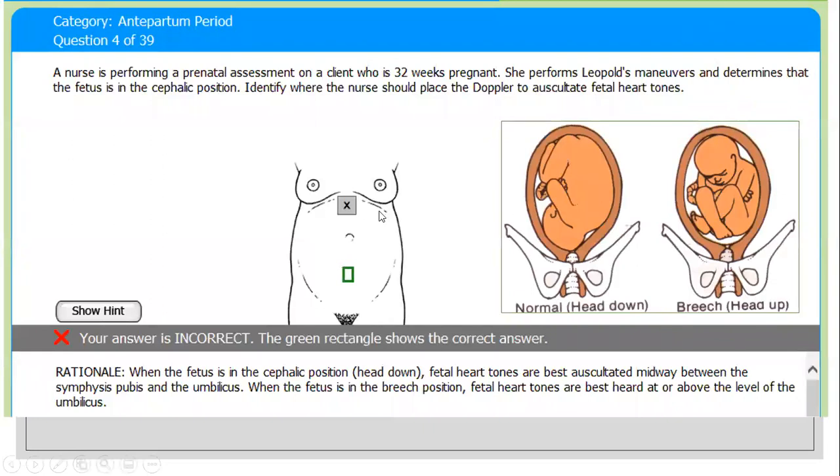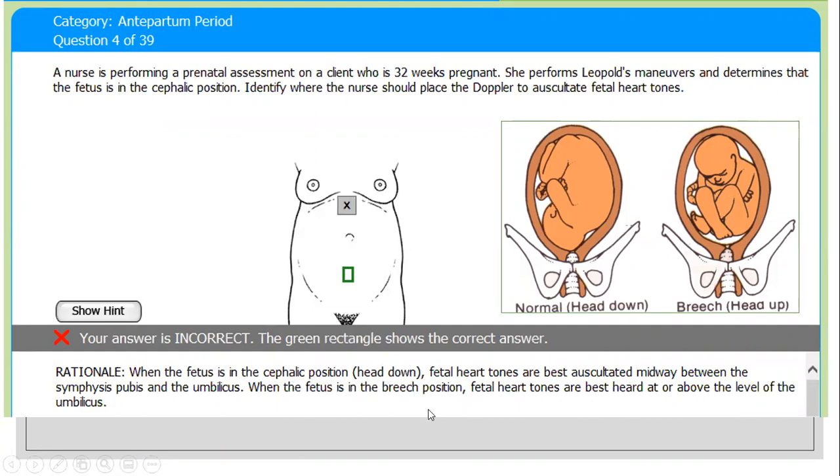Basically, we have to put the Doppler ultrasound in between the pubis symphysis and umbilicus. In this picture, we can see the head down position, which is called normal presentation. And here we can see the breech presentation. By Leopold maneuver, we can feel the baby's head or buttock and find out if it is cephalic, breech, or others. Rationale: when the fetus is in cephalic position, it means head down.